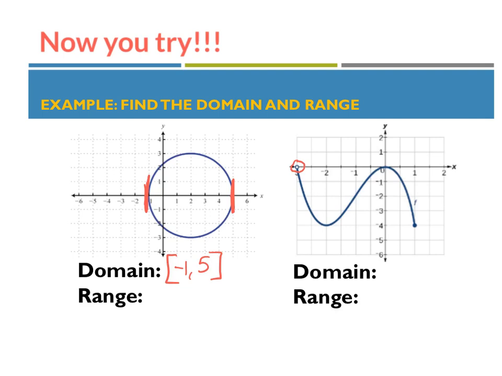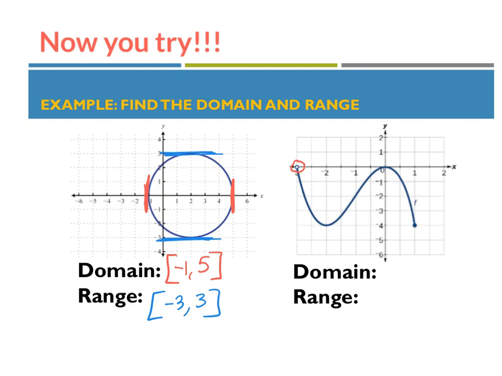Range is lowest to highest, so the lowest it goes is -3. The highest it goes is 3. And so for the range here, since again that circle goes through those points, we're going to include those using brackets. And so [-3, 3] would be our answer for the range there.